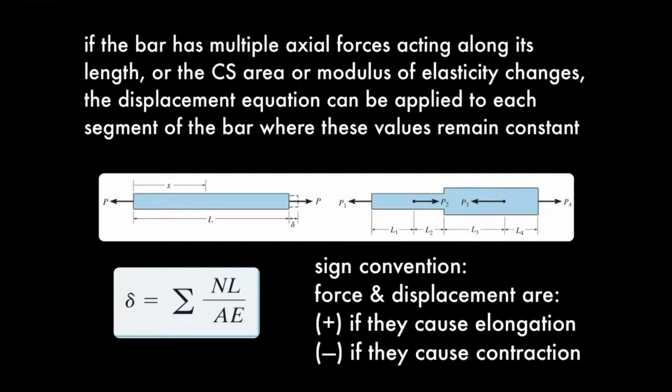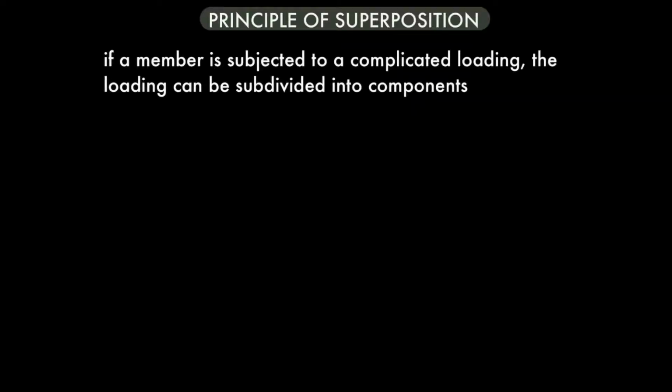One last thing to note is sign convention. We'll take the internal axial force and displacement to be positive if they cause tension and elongation, and we'll take the values to be negative if they cause compression and contraction. Great. Now let's take a look at how we can use this displacement equation.